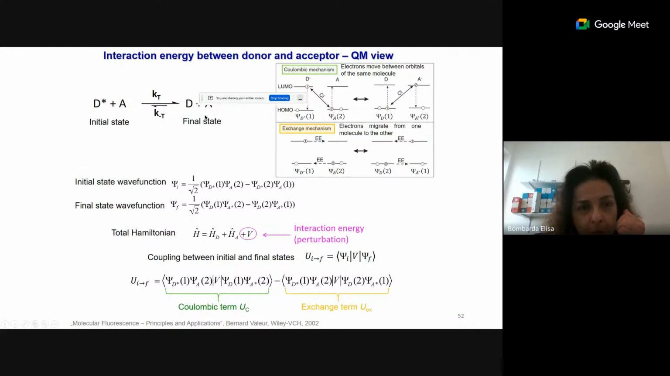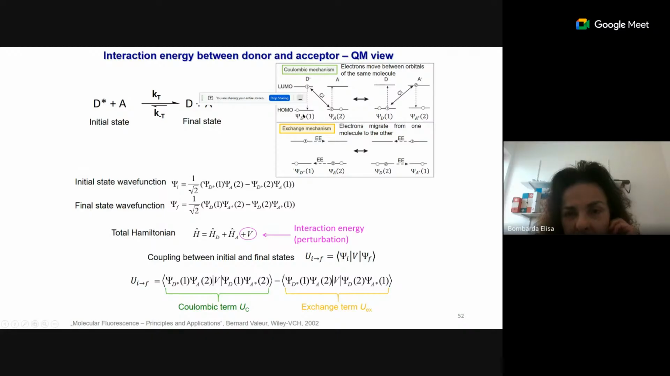So when we have a situation like this, we can call it the initial state and the final state. In waveform, that is the initial state waveform. You see here we consider a 2-electron system, because the donor is excited and the acceptor is in the ground state. And that is the final state waveform, where the donor is in the ground state and the acceptor is in the excited state. So what happens?